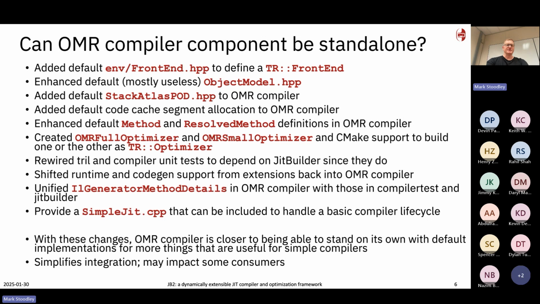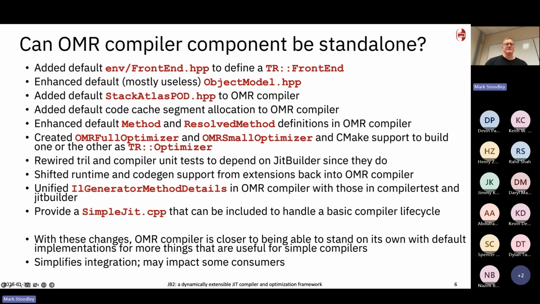I basically just went through a list of the commits in my JB2 branch in my private fork, which contains all of these kinds of changes. For example, there's no TR front end defined by the OMR compiler component itself. You have to define that. So we can very easily add just a default one, and because of the way OMR's compiler extensibility works, if a new compiler defines its own front end.hpp, it won't use the one in the OMR compiler, and so you're free to just continue on. It just works. I don't know why we didn't do this in the first place. This one seems like a pretty obvious one.